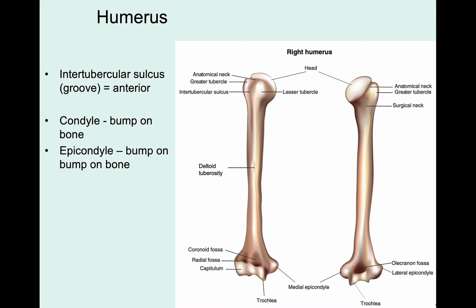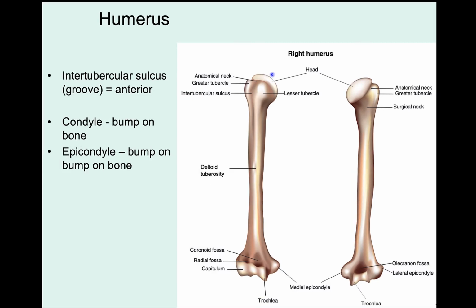How do we know? Well, let's start with this structure here, the head of the humerus. The head of the humerus is large and rounded, and on the head of the humerus we have hyaline cartilage. This is going to articulate with our glenoid cavity. Now remember, we said the glenoid cavity is facing laterally. The head of the humerus is going to face medially, and the head of the humerus is going to be proximal. So we've got our proximal and we've got our medial identified.